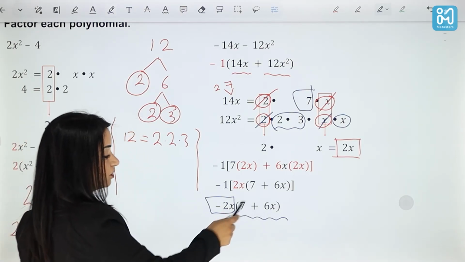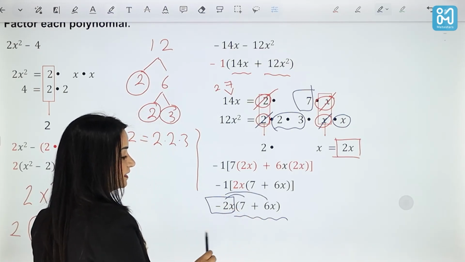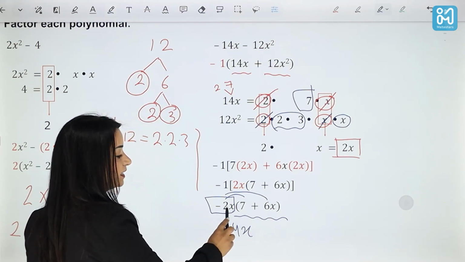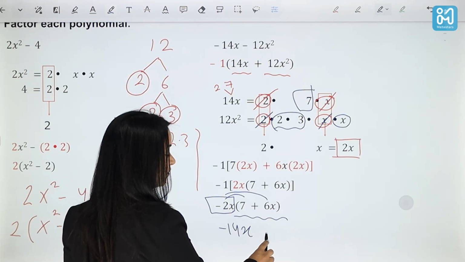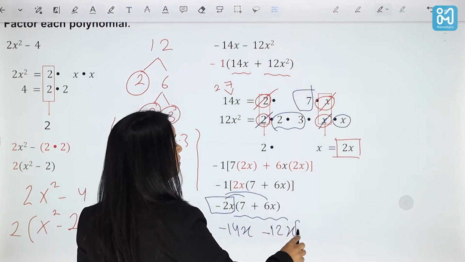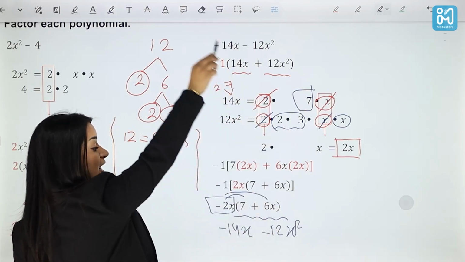Let's try to redistribute. Negative 2x times 7 is equal to negative 14x. And negative 2x times 6x is equal to negative 12x squared. So here I'm back to the original.